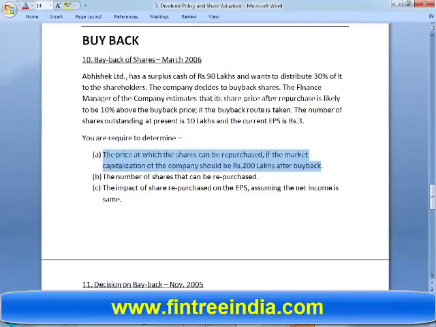Part C solution. Total profit before buyback is equal to 10 lakhs into 3, which is equal to 30 lakhs. That is, 10 lakh number of shares into EPS of 3. Then number of shares after buyback is 10 minus 1.29. 10 minus 1.29 कितना होता है? 8.71.